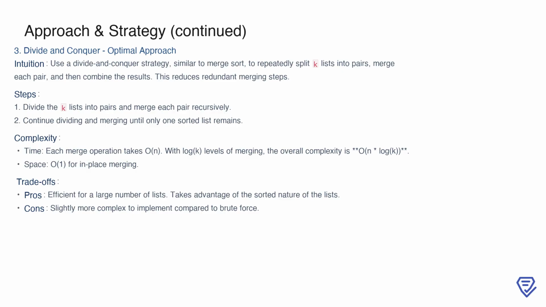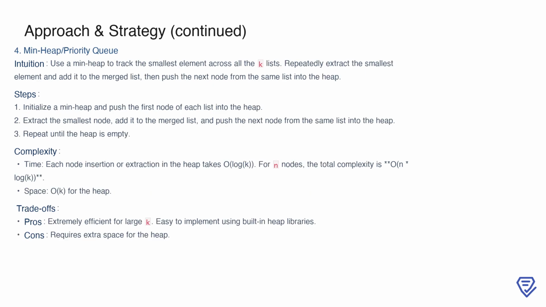However, the implementation can be slightly more complex compared to simpler approaches like brute force. Another highly efficient method is to use a min-heap or priority queue. This approach tracks the smallest element across all k lists by maintaining a heap of the first node from each list. The algorithm repeatedly extracts the smallest node from the heap, adds it to the merged list, and then pushes the next node from the same list into the heap. This process continues until the heap is empty.